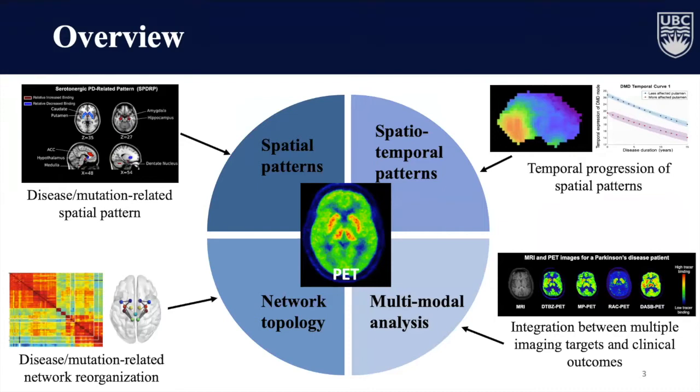So in this talk, I will give a brief overview on some of the network analysis we applied to multi-tracer PET data in our center. And in particular, we will look at brain connectivity changes in terms of spatial patterns and network topology. And then we will look at spatial temporal patterns to track disease progression. And then using multimodal analysis to extract complementary information from multi-tracer PET imaging data to explore the integration between multiple imaging targets and clinical outcomes.